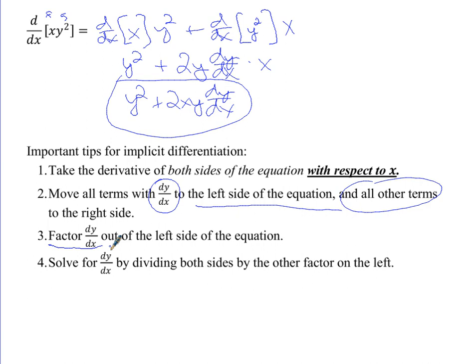Every single time? Every time, because you've collected all the dy over dx terms on one side. So automatically you have a dy over dx that you can then factor out of all those terms. Then just solve for dy over dx by dividing both sides by what's left over. Once you factor out the dy over dx, the stuff left over, that's the factor that I'm talking about here. Divide both sides by that factor, and now you've solved for dy over dx. It's a fairly straightforward process, but these are the steps on how to do it. Once you see how it's done, it should be not that tough, hopefully.